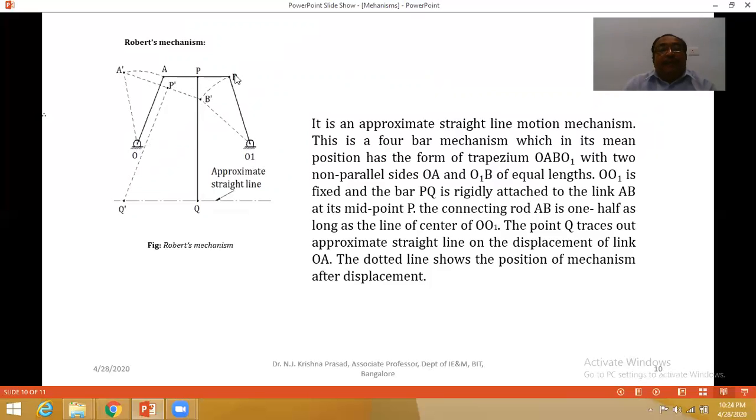The bar AB is connected to the end of this link and this link. At the midpoint of AB, another bar is fixed at point P. So here this bar PQ is welded to AB at the midpoint. For a small displacement of the Roberts mechanism, the point Q traces approximately a straight line.